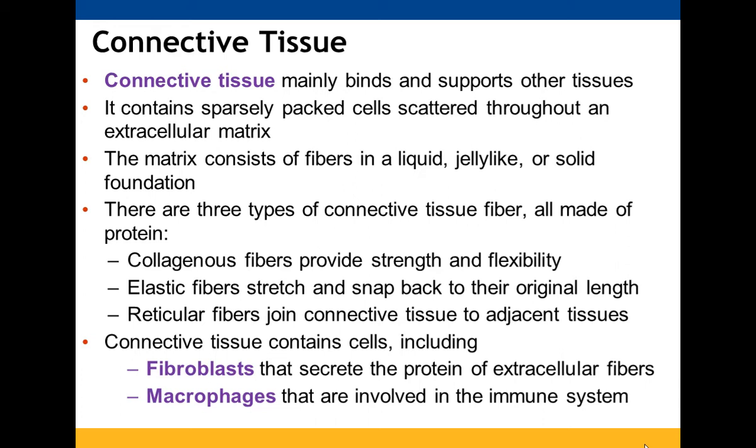The elastic fibers allow them to return back to the length they were to start with so they don't get overextended like rubber bands can be. And then the reticular fibers are used to connect connective tissue to adjacent tissues. Examples of connective tissue include your fibroblasts and your macrophages. The fibroblasts are what are going to be used to help get the proteins that we need in those extracellular fibers, and the macrophages are a big part of our immune system.